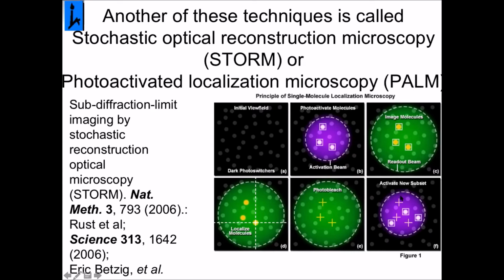And then you do this over and over again 20,000 times, okay? And you can, in fact, tell the distance between molecules that are close together because you were able to look at them individually, okay? And not have to resolve 2 points.